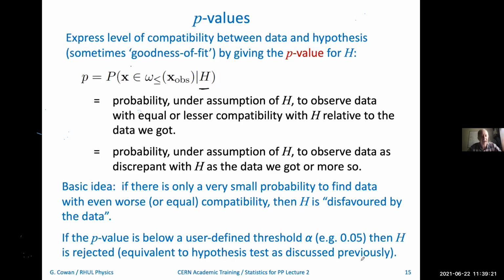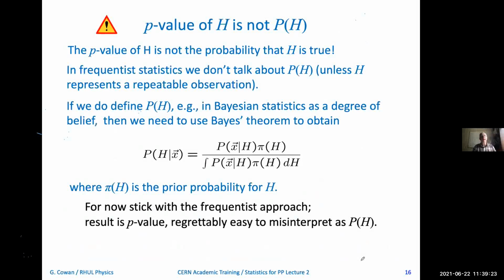All right, so that's a p-value. Now, the first warning that we need about the p-value is the following: it's not the same as the probability of the hypothesis. It's not the same as the probability that the hypothesis H is true. Remember that in frequentist statistics, we don't even necessarily talk about the probability of the hypothesis unless the hypothesis reflects a label for a repeatable observation.